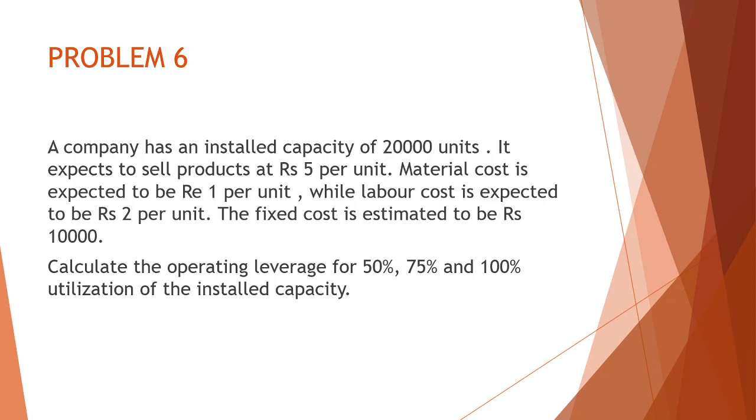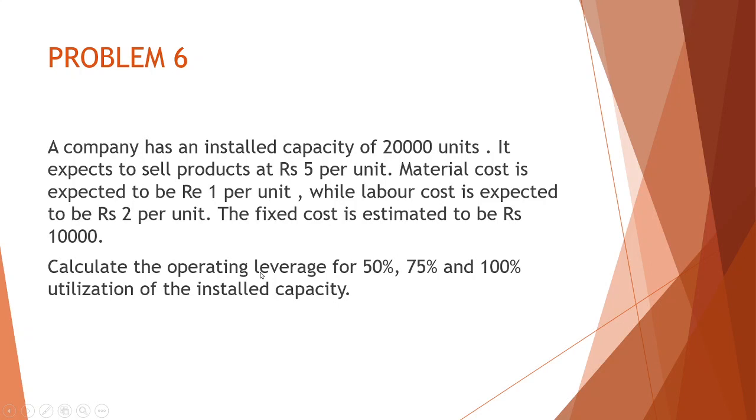A company has an installed capacity of 20,000 units. It expects to sell the products at rupees 5 per unit. The material cost is expected to be rupees 1 per unit, while labor cost is expected to be rupees 2 per unit. The fixed cost is estimated to be rupees 10,000. Calculate the operating leverage for 50%, 75% and 100% utilization of the installed capacity. Now, we will have to find out the operating leverage.